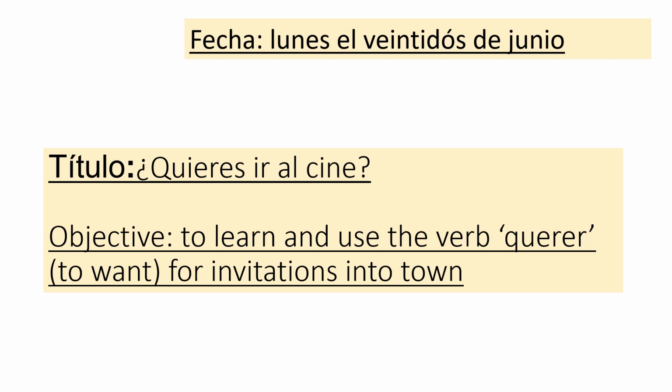So write down the date and title and underline them, and then write down your objective, objetivo, to learn and use the verb querer, to want, for invitations into town. Pause to do that now and play to go to the do now activity.